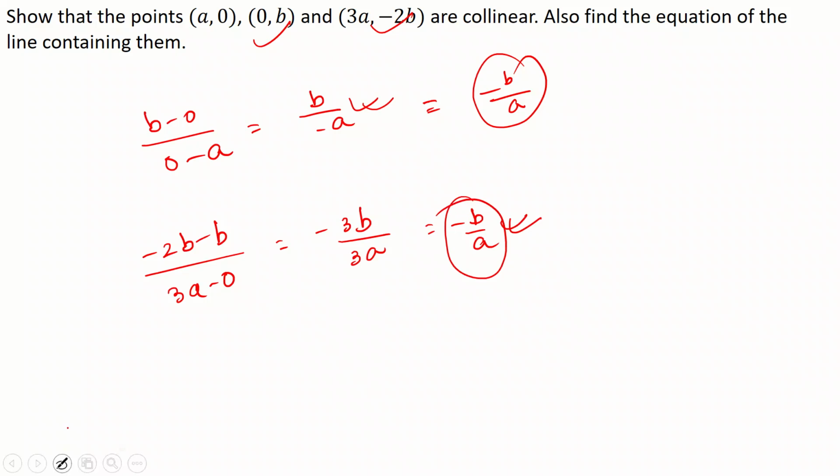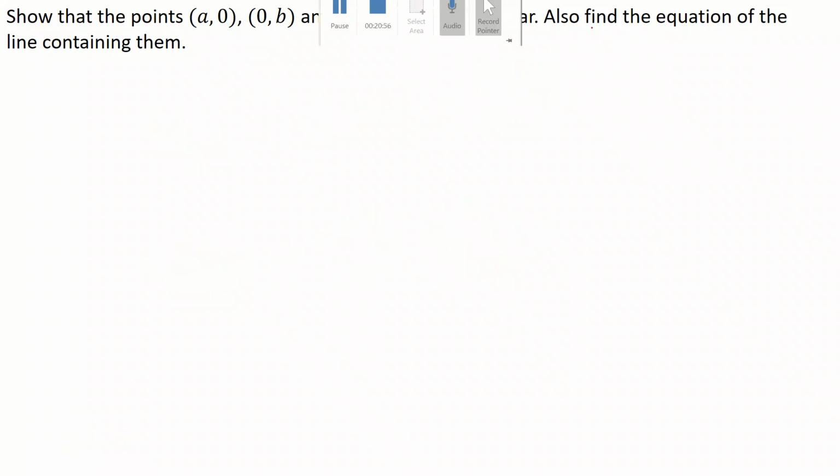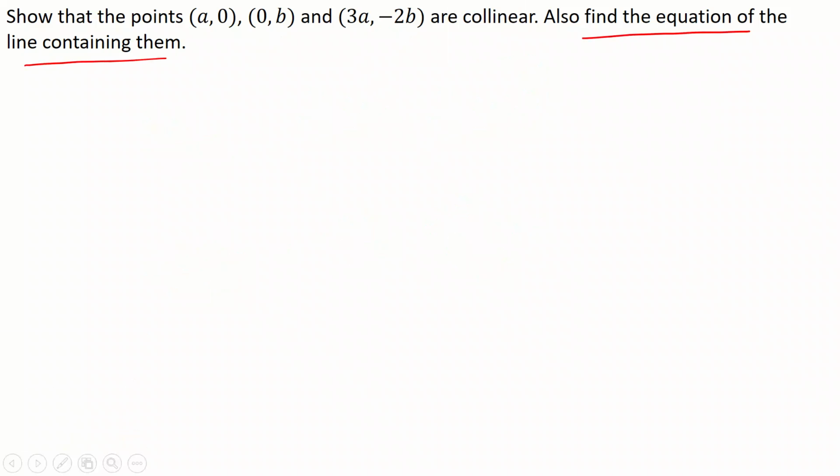Now what is it asking? There is a second part of the question. Also find the equation of the line containing them. So we can assume that these are the 2 points that are given to you, and you have to find out the equation of the line containing them. So you just take some point a comma 0 over here, 0 comma b over here, and some arbitrary point x comma y.